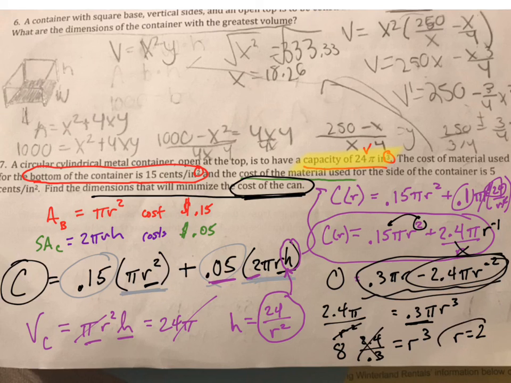Okay. Now, if R equals 2, it's really nice when you get good numbers like that because you know you probably did it right. All I have to do is plug it into here to find out what H is because they want the dimensions. Always ask what are they asking for. They want both dimensions. So R squared, 2 squared, which is 4. 24 divided by 4 is 6. So H equals 6. So your dimensions are radius 2 inches, height 6 inches. And those are your answers.